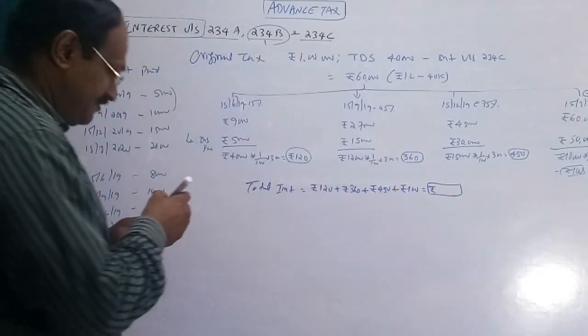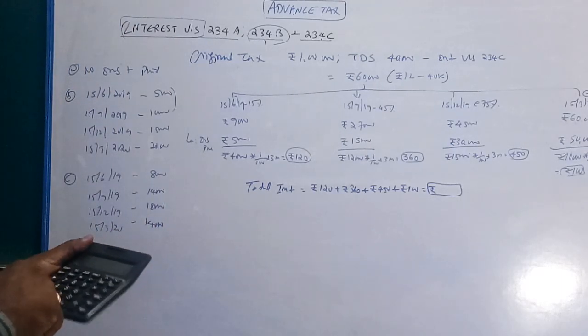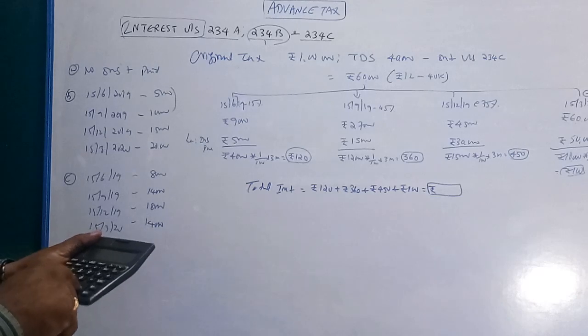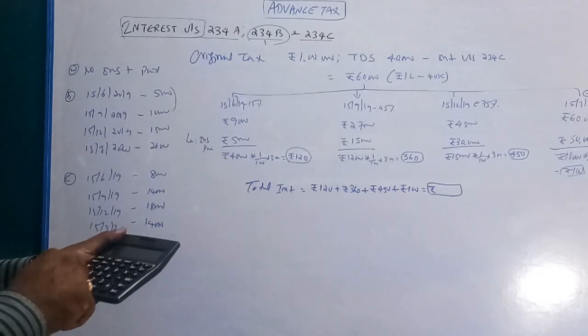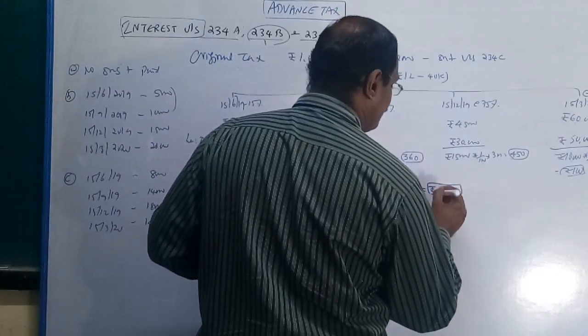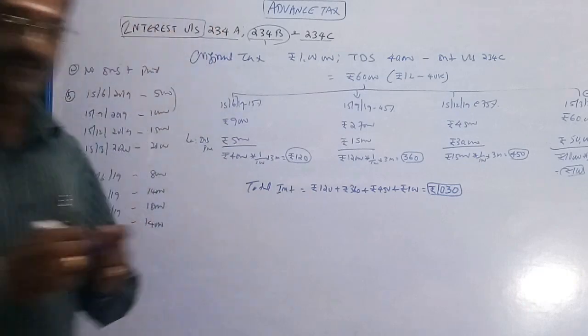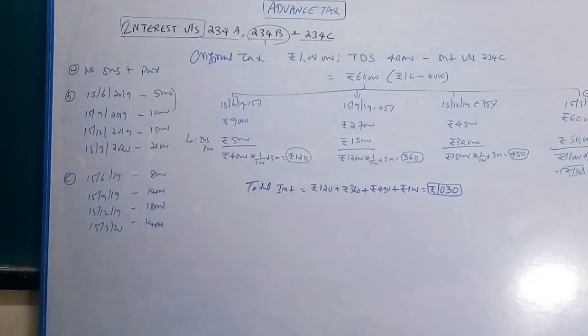This is case B. How much? 120 plus 360 plus 450 plus 100 is 1,030. Any doubt? Note it down.